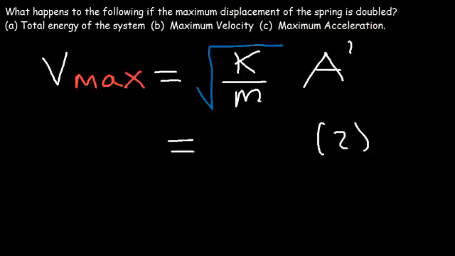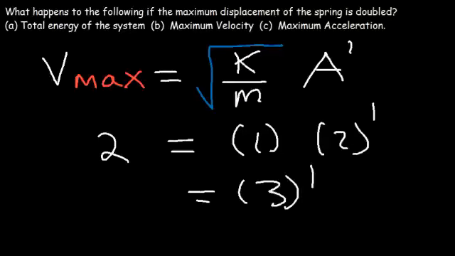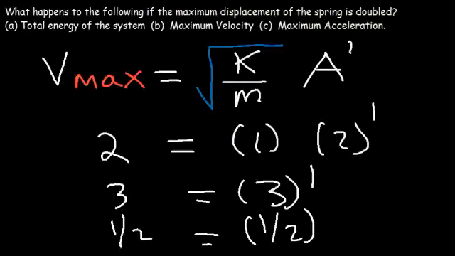So if we double the value of a, and this is going to stay the same, so we're going to replace it with 1, the velocity will increase by a factor of 2. If you triple the displacement, the velocity will increase by a factor of 3. If you cut the displacement in half, the velocity will decrease by a factor of 2, or it's going to be 1/2 of its original value.